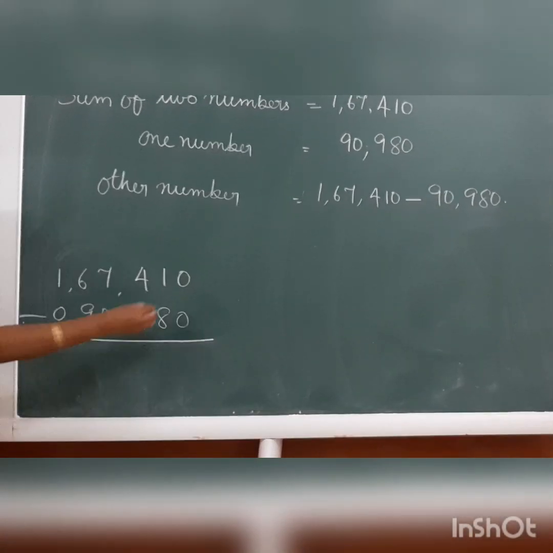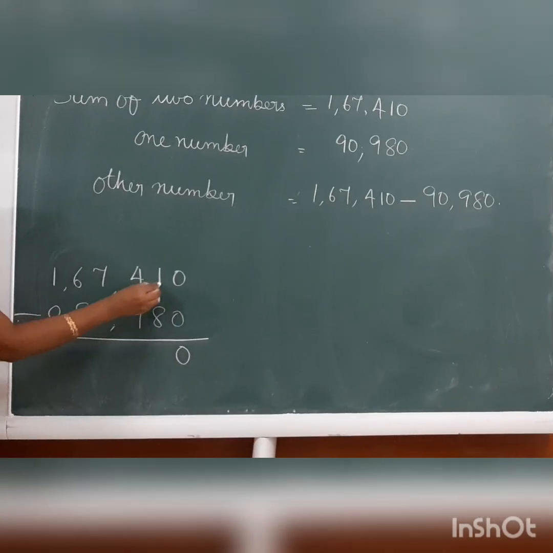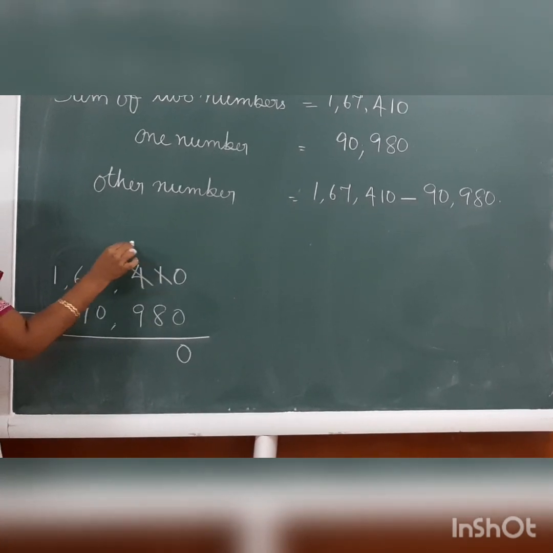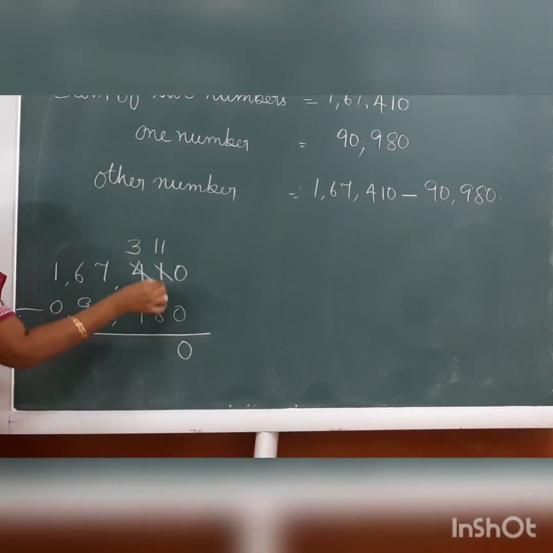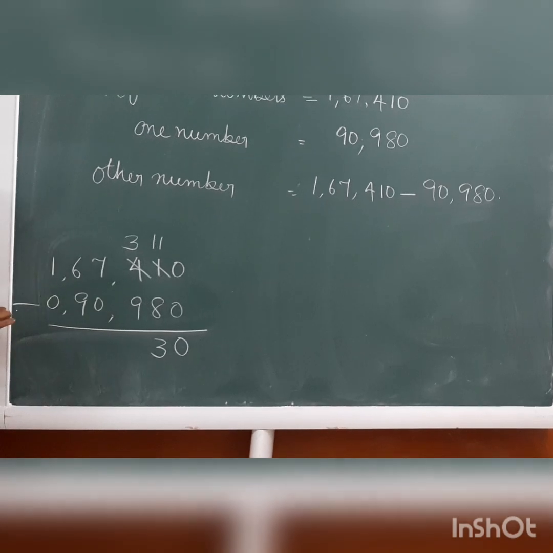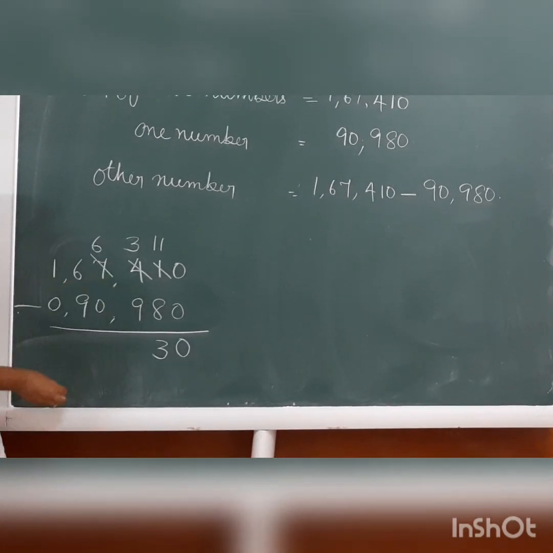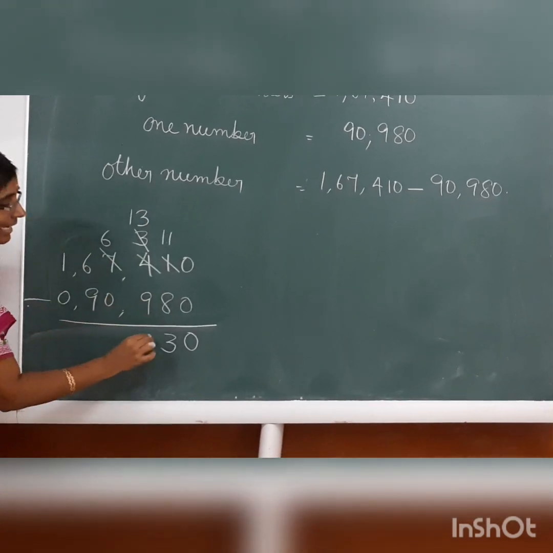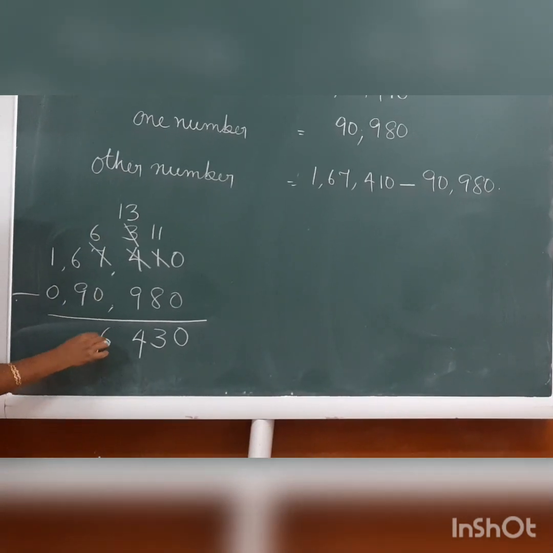1,67,410. 0 minus 0 is 0 and 1 minus 8 is not possible. So, we borrow from here. It will be 3 and it will be 11. 11 minus 8 is 3 and 3 minus 9 is again not possible. So, we have to borrow from here. Here it is 6 and it will be 13. 13 minus 9 is 4 and 6 minus 0 is 6.